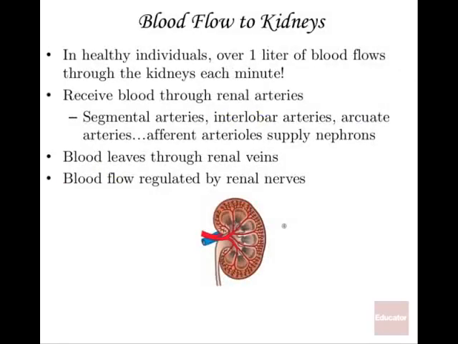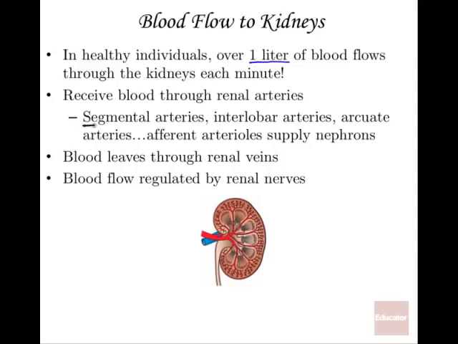So blood flow to the kidneys, amazingly, in a healthy individual, over 1 liter of blood flows through the kidneys each minute of your life. That's incredible to think about because the average person has about 5 liters of blood in their body, or 10 pints. So yeah, it's amazing to think that 20% of that is constantly just there every minute going through your kidneys. So they're doing an amazing job of filtering blood. They receive blood through renal arteries. The term renal always applies to the kidneys. So here's these different parts here.